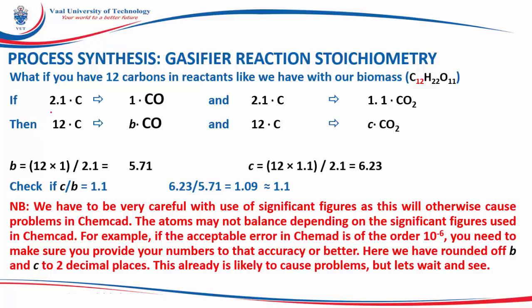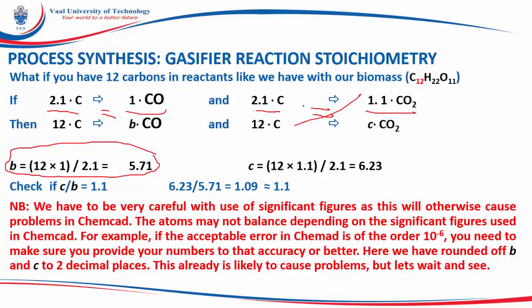We can use these ratios to solve for B and also C. If we do a ratio and say 2.1 over 12 gives 1 over B, then we can cross multiply to get this equation here and then solve for B. Similarly, we can do the ratios and then cross multiply to solve for C. We end up getting B to be 5.71 and C to be 6.23.